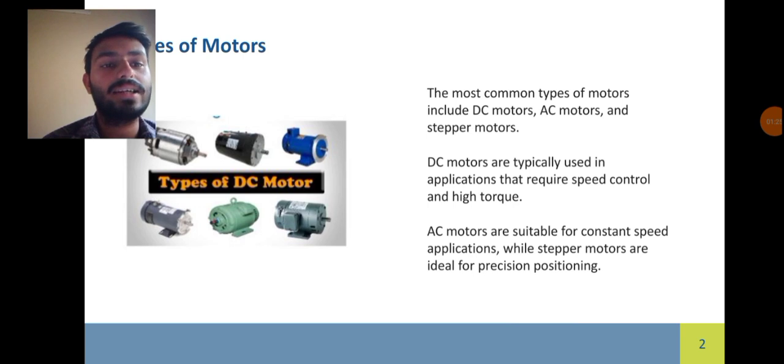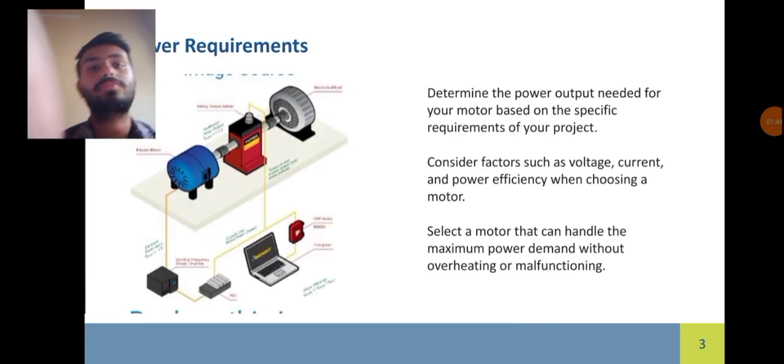Coming to AC motors, they are suitable for constant speed applications, where the speed will be constant, while stepper motors are ideal for precision positioning.